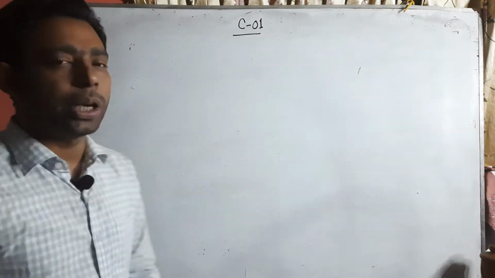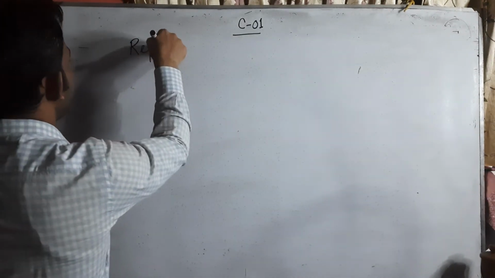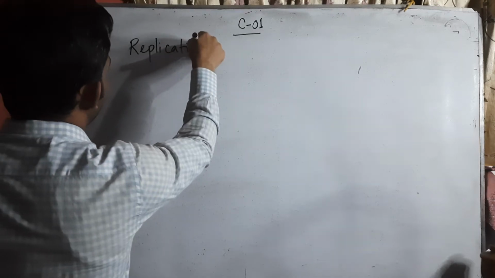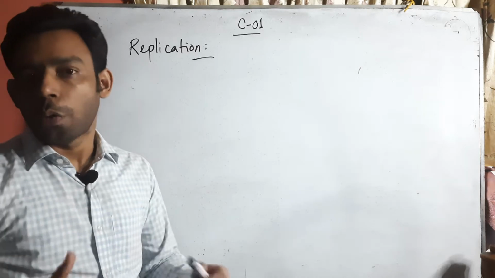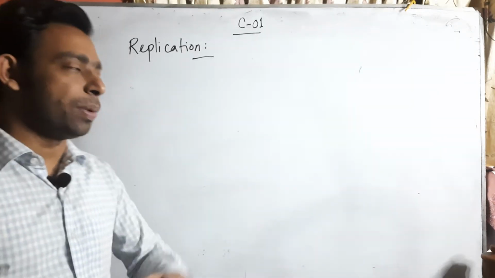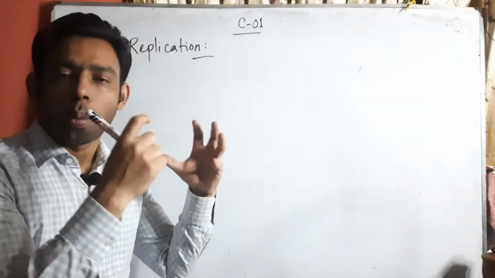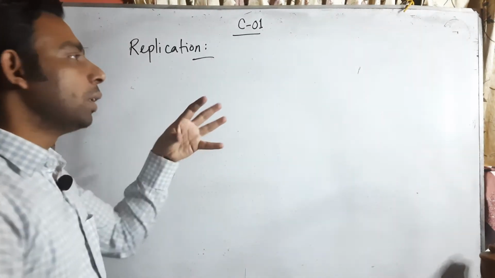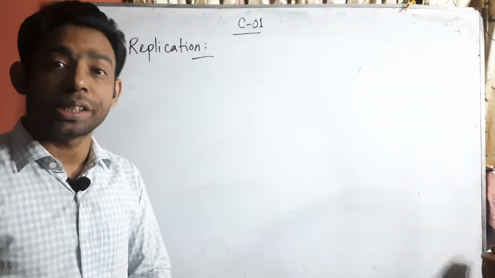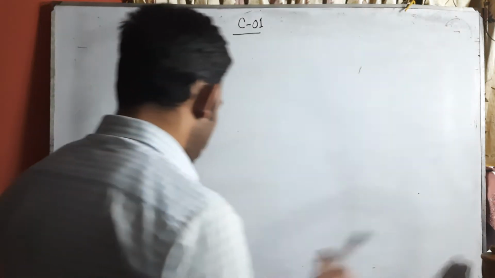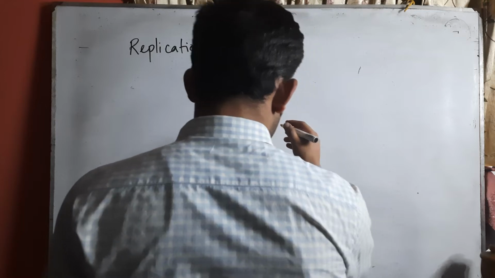So now today we will go through and understand replication. Replication is a very important topic of this chapter 1, and we already learned about the replication process in previous topics, that the semi-conservative process is the widely accepted model of replication. But how does it go on? We will try to understand.